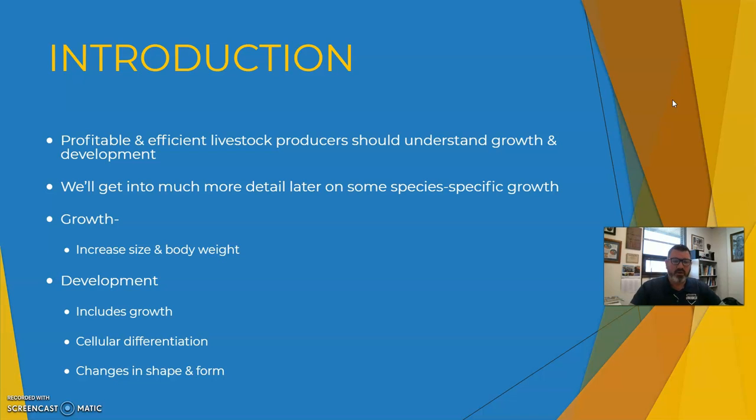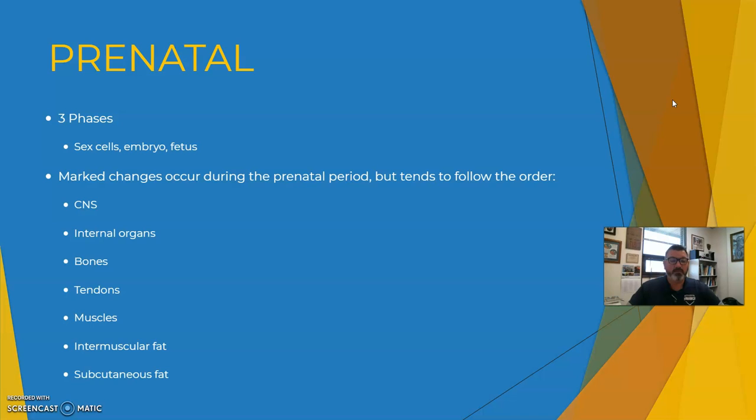So when we talk about growth, again, here we're just defining this as increase in size and body weight. Development includes all those other kind of things. It does include growth itself, but it also includes cellular differentiation when we talk about the prenatal time frame, changes in shape and form and so forth. So there's a number of different things that are going to be included in that as well.